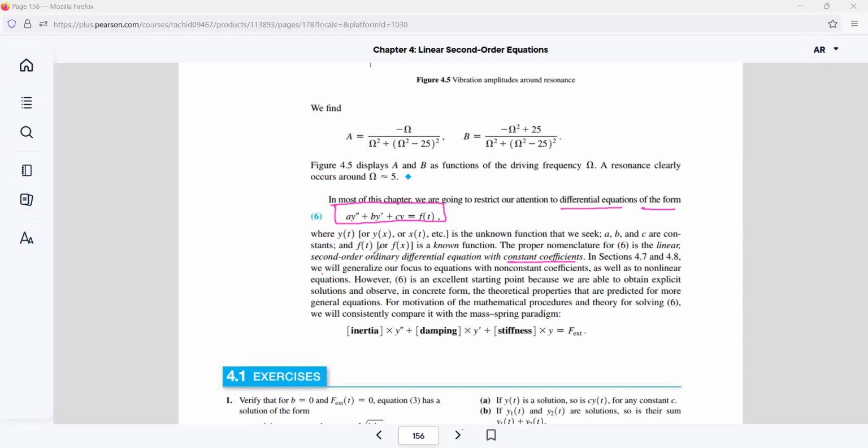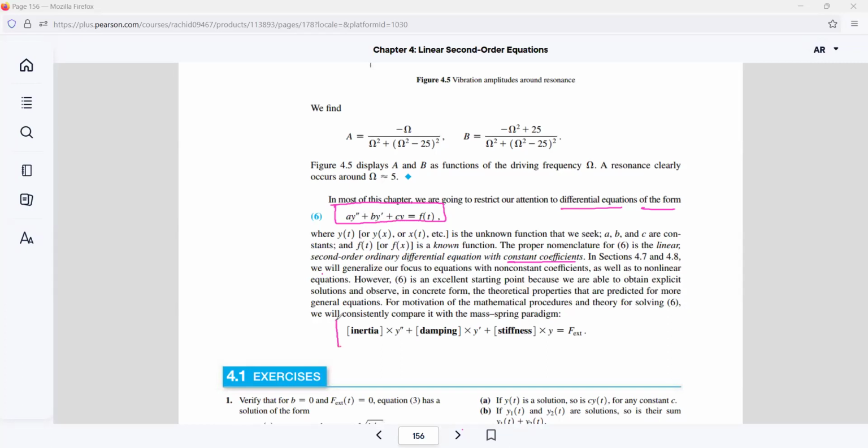However, this equation is an excellent starting point because we are able to obtain explicit solutions and observe this and that. So what I mentioned, f of t, you would see also something here. y of t, the solution, is the unknown function that we seek, right? And this external force is going to be something that is known. So just like previously, we'll try to solve for, let's say, y of t, if, of course, the dependent variable is y and the independent variable is t.